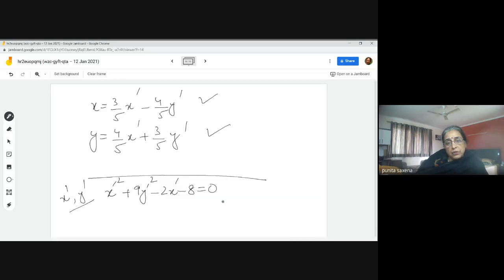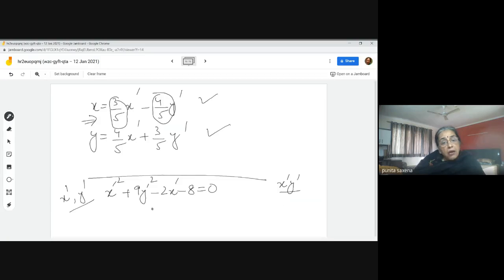It's not wrong. Now see for yourself. There is no term containing x dash y dash. It has automatically been eliminated. That is because we used this transformation with an appropriate value of theta so that it gets eliminated.